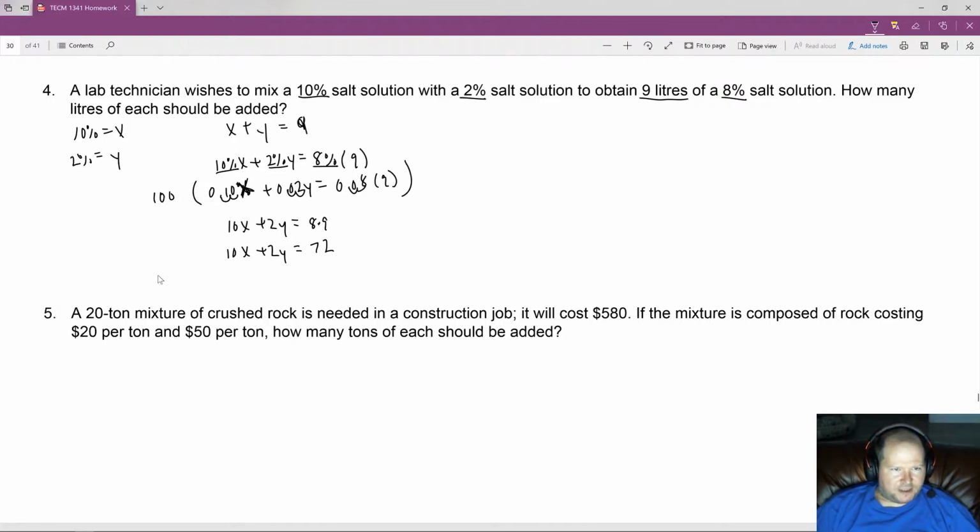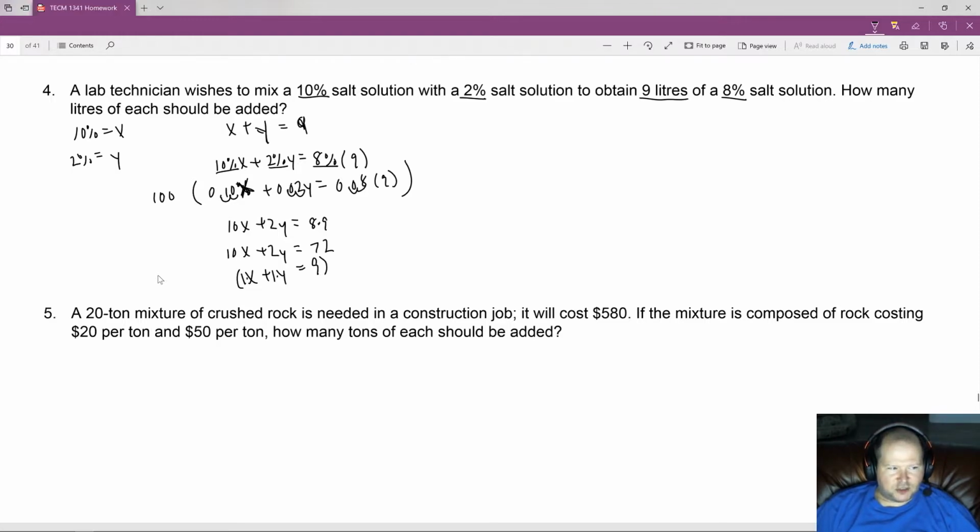Okay, so now we have two equations. We have 10X plus 2Y is equal to 72, and we have X plus Y is equal to 9. Now let's say we wanted to cancel one of these out. Say we wanted to get rid of our X's. Well, the least common multiple between a 10X and an X is 10. The least common multiple between a 2Y and a 1Y is a 2. So it makes more sense to get rid of the Y's. Smaller LCM.